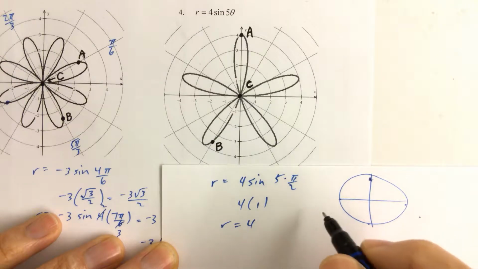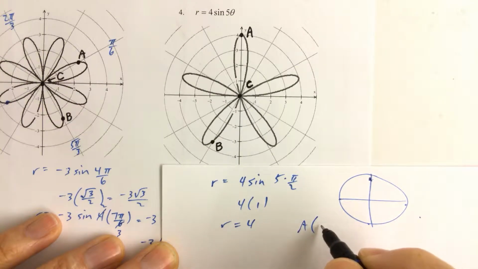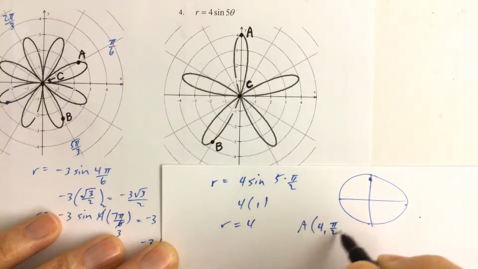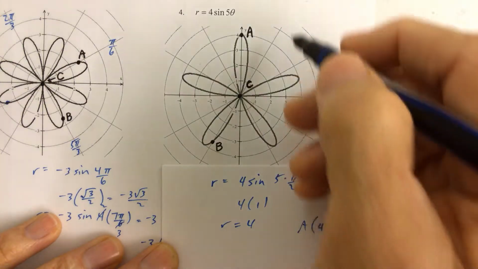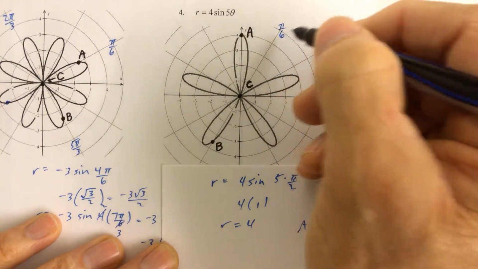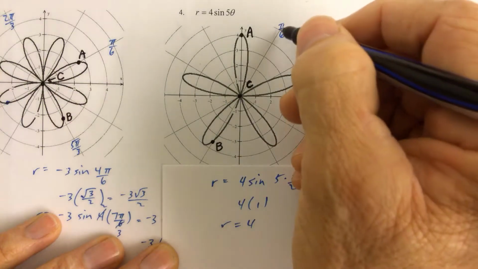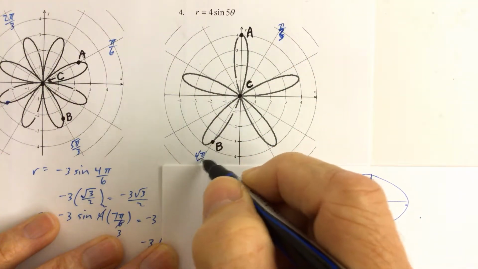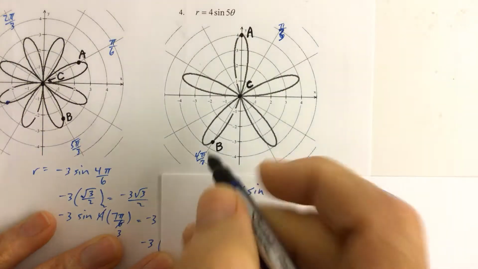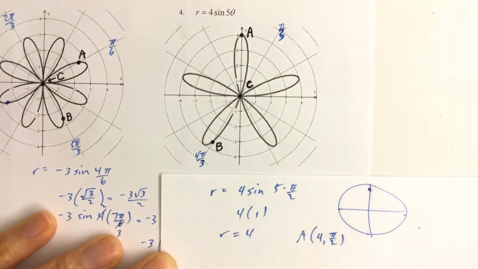So that was a fairly straightforward one. So 4 comma pi over 2 would be the coordinates for point A. And then point B, so point B is either pi over 3 or 4 pi over 3. So one of those two angles is going to give us an r we can use for point B.